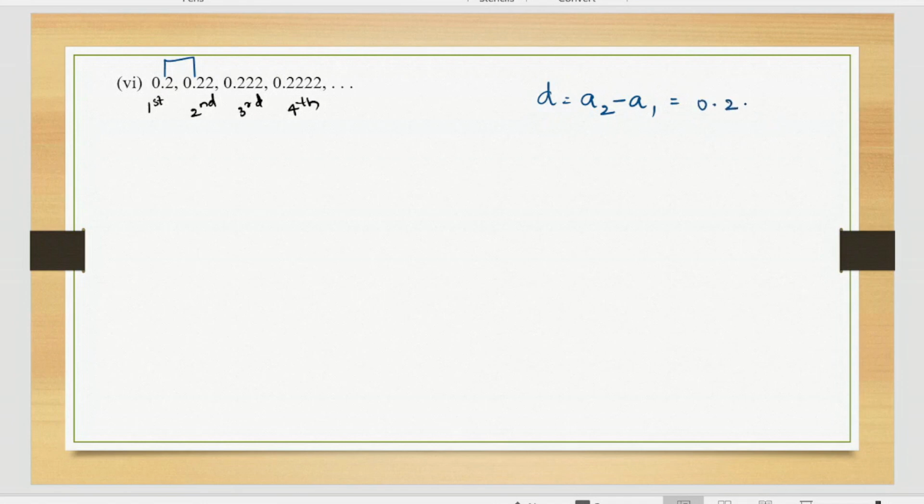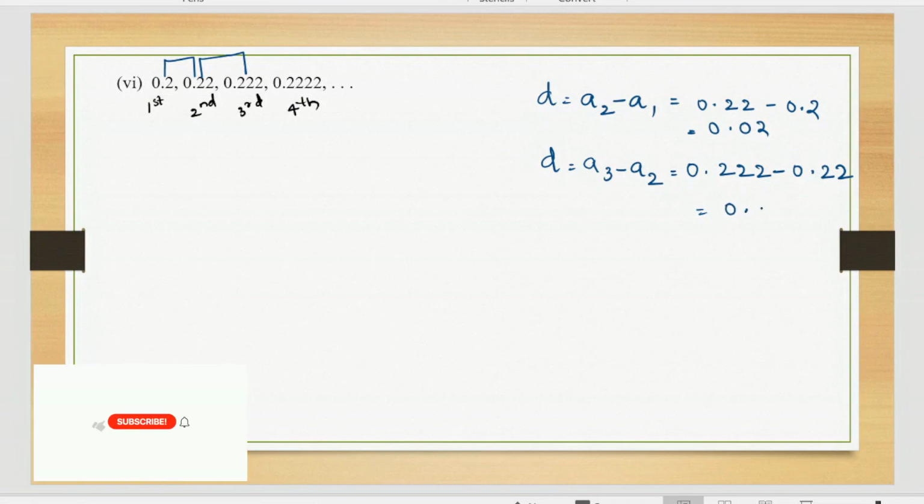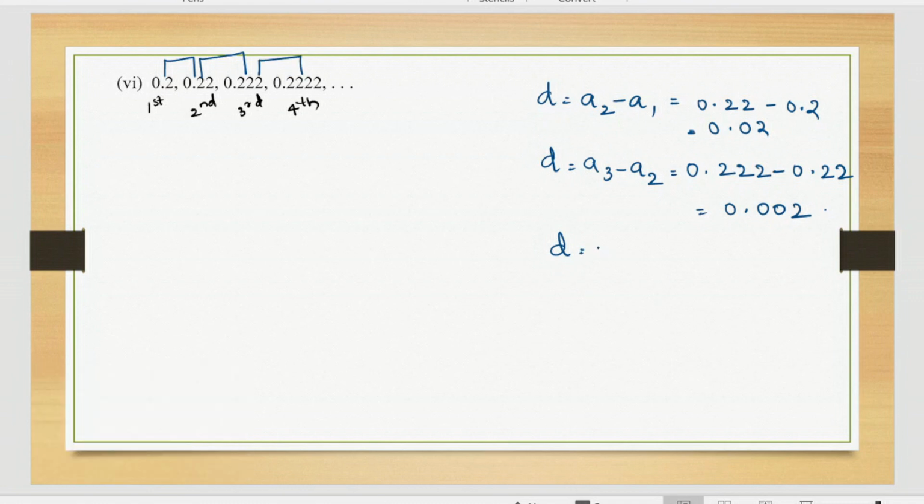a2 is 0.22 minus a1, which is 0.2. Okay, so which is 0.02. And the common difference for the next two terms, which are the second and third terms, that is a3 minus a2. a3 is 0.222 minus a2, which is 0.22. So you will get 0.002.